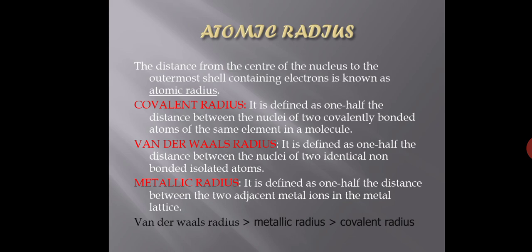Note the words non-bonded here: they are not bonded, but in the case of covalent they are bonded. For non-bonded isolated atoms, let us say one neon and another neon, will they overlap? No. But when chlorine and another chlorine meet, yes, they will overlap. One pair of electrons is shared between them. So for that purpose, the covalent radius will definitely be smaller, because if you find 1/2 of the distance, it will be less.